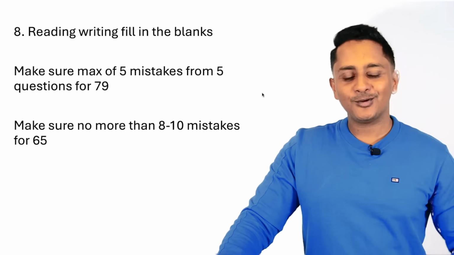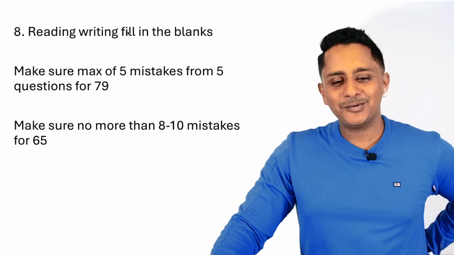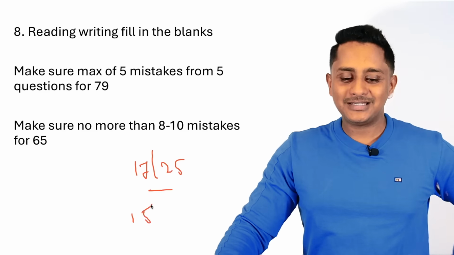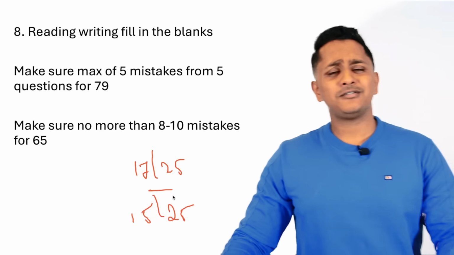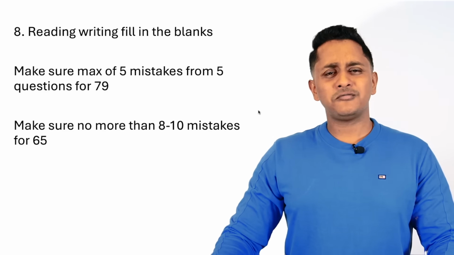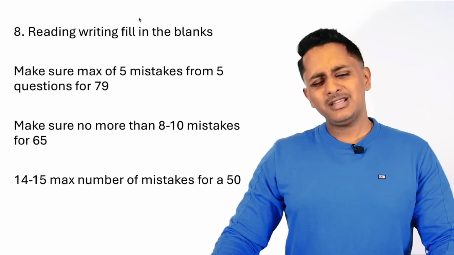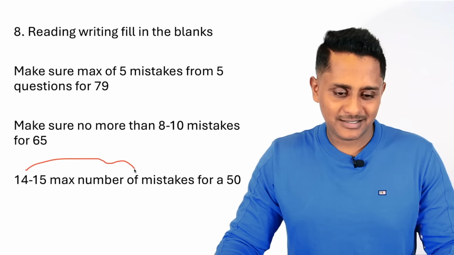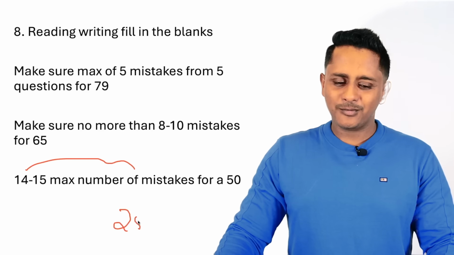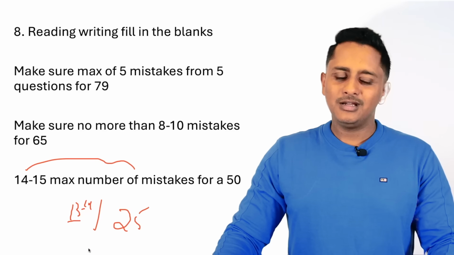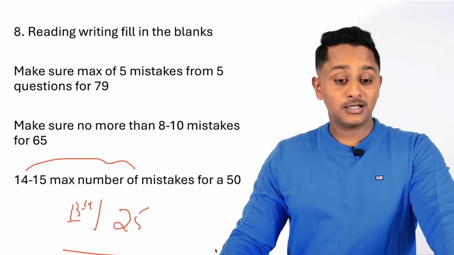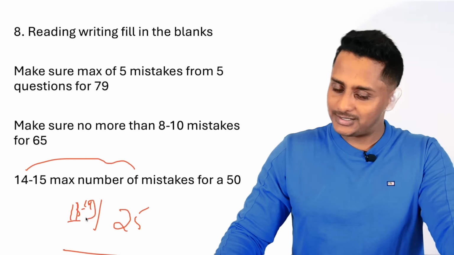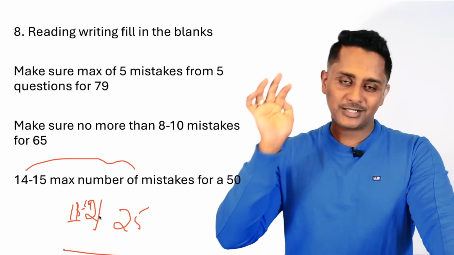For a 65, not more than 8 or 10 mistakes. For a 25, I would recommend probably 17. If it's very difficult, then you can still get 15. You can still get 65. For a 50, it's half of it, 12 or 13. Let's say 14 or 15, I've just written the max number of mistakes. So, out of 25, I would at least require 13 to 14. Sorry, 11 to 12 out of 25 is what I have written. 14 or 15 is the max number of mistakes you can make.